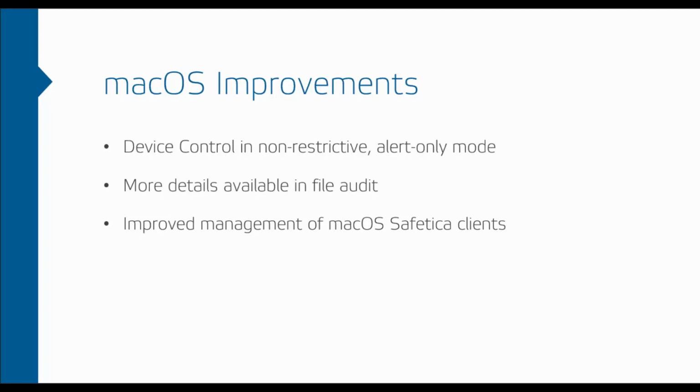That means that you cannot yet, with this version, control the devices connected to the computer by denying them. However, you are able to set the device control to log these operations and set up a proper alerting system for administrators to be notified if such a device connects to computers or endpoints protected with Safetica. We have also added more details available in the file audit. So what's happening with the files on your macOS devices is now even more comprehensible. Overall, the management of macOS Safetica clients through the console has been improved.